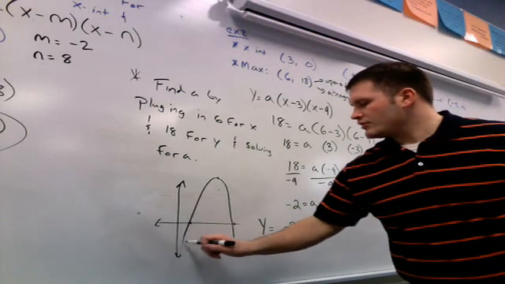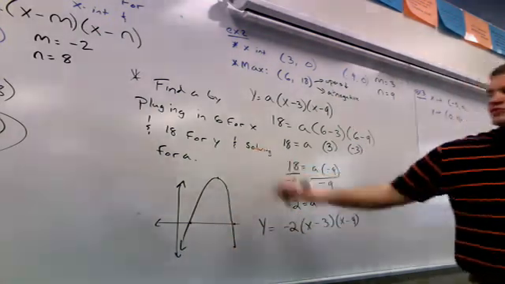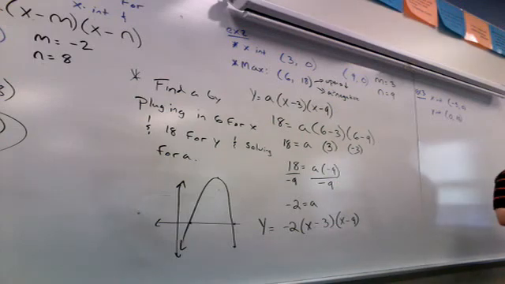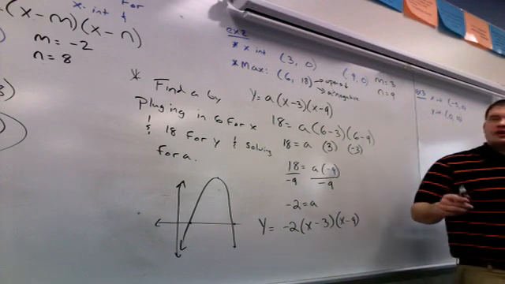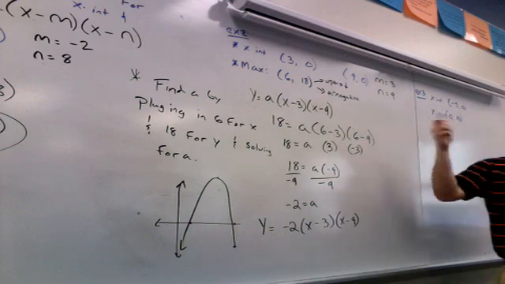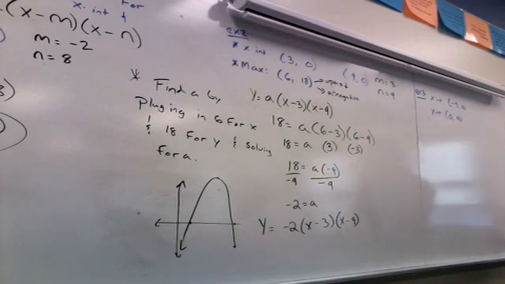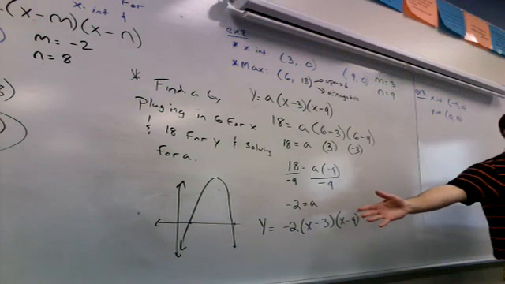oops, just missed my 9. My graph would look like that. Right? Is that what we expected? Having a maximum that's going to open down, x-intercepts 3 and 9. Now, if you looked on your calculator, it would look something like that, right?